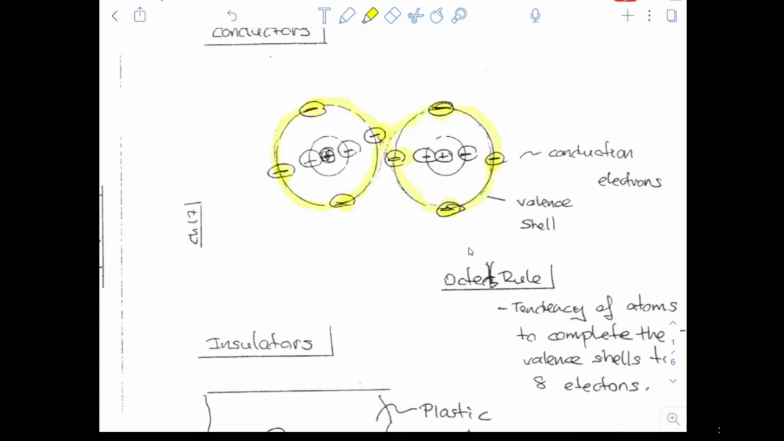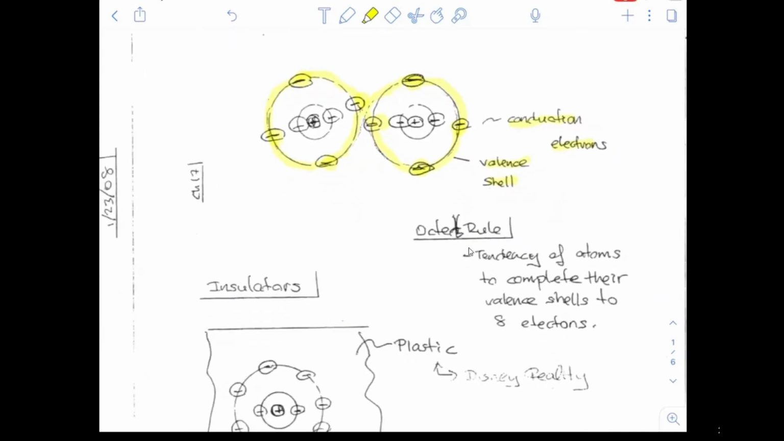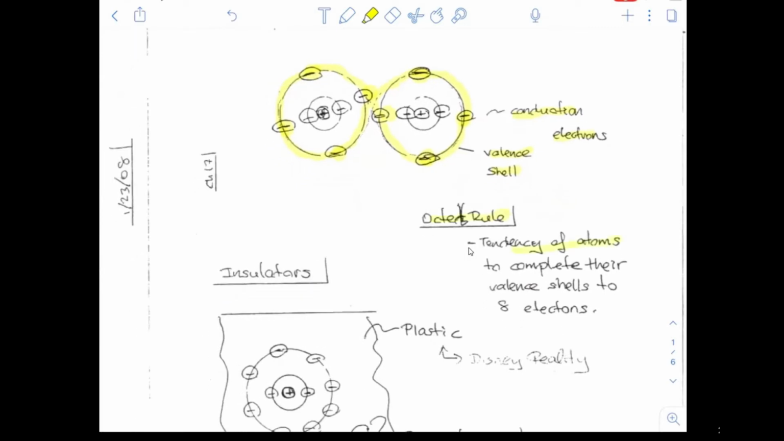When the octet rule is unsatisfied, when the atoms don't have enough electrons in the outermost shell, they do share these electrons. These electrons are going to be free to move from one atom to the next atom. These are known as the conduction electrons, and the outermost shell is known as the valence shell. This is a made-up explanation from classical physics. The octet rule is the tendency of the atoms to complete their valence shells up to 8 electrons. So that's what we're dealing with.